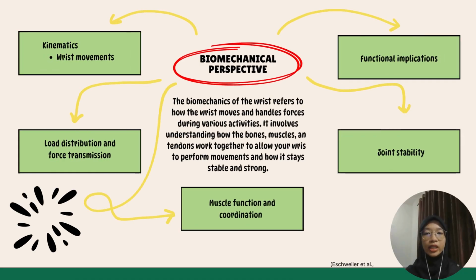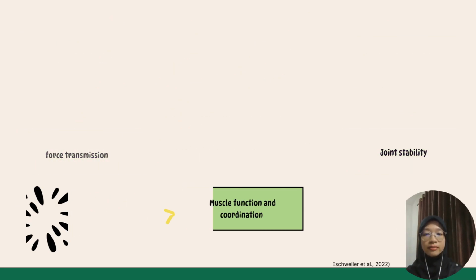For the biomechanical perspective, the biomechanics of the wrist refer to how the wrist moves and handles forces during various activities. It involves understanding how the bones, muscles, and tendons work together to allow your wrist to perform movement and how it stays stable and strong. We have 5 biomechanical perspectives of the wrist, which are kinematics, wrist movement, load distribution and force transmission, muscle function and coordination, joint stability, and also functional implications.